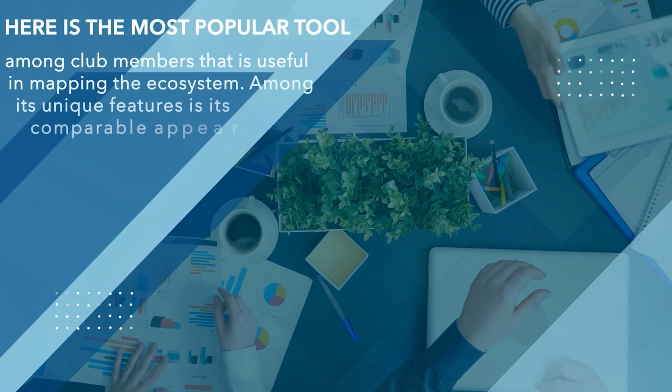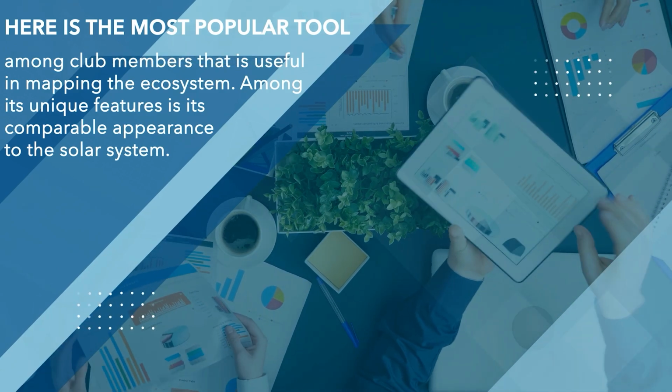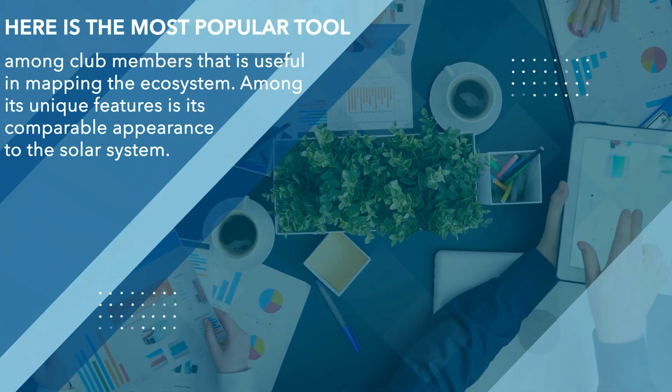And as we get even closer into the center of the sun within the internal ecosystem, we'll have the innovation professionals. So this is really the core of the sun itself. And if you want the sun to really shine, we're going to make sure that core is well optimized. So let's have a look at this most popular, and very effective, tool. Here is the most popular tool among club members that is useful in mapping the ecosystem.